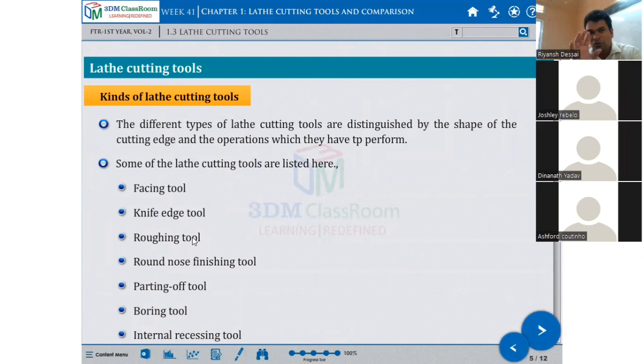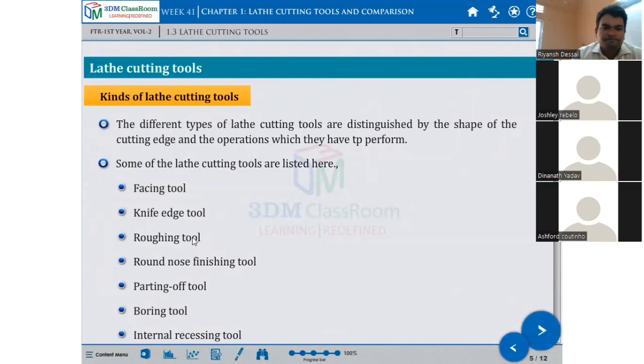Lathe tool construction, tool angles, which is geometry. Understand the circle diagram. Readymade tools are available, so you can do it easily on the lathe. But you cannot top the angles: side clearance angle, front clearance angle, front rake angle.